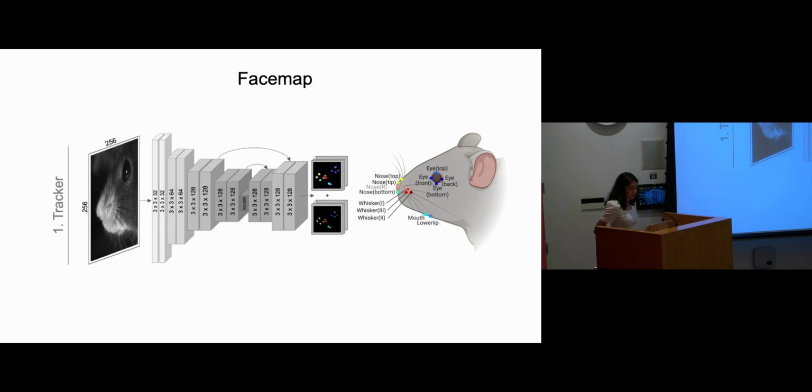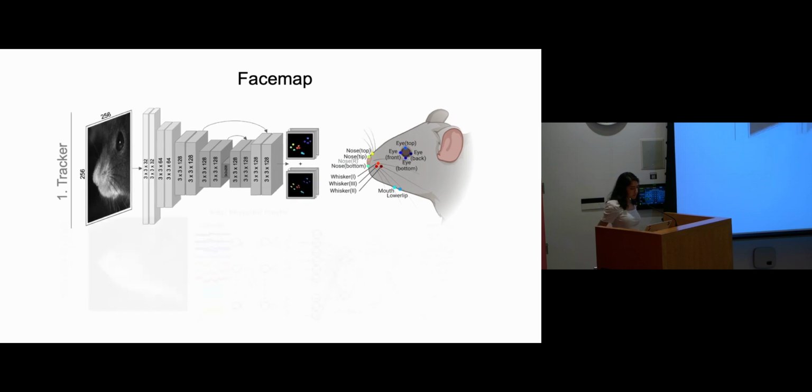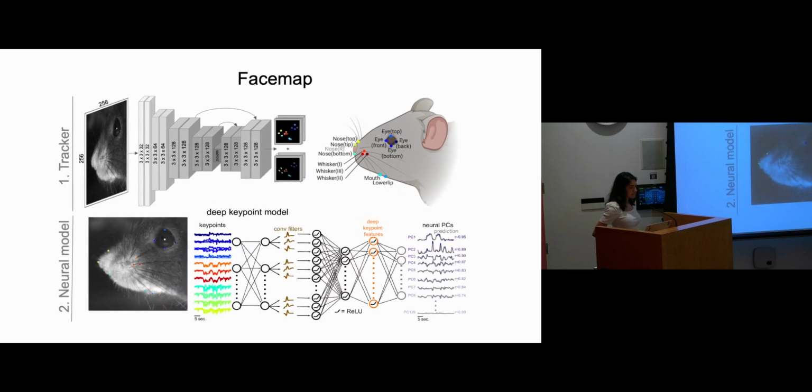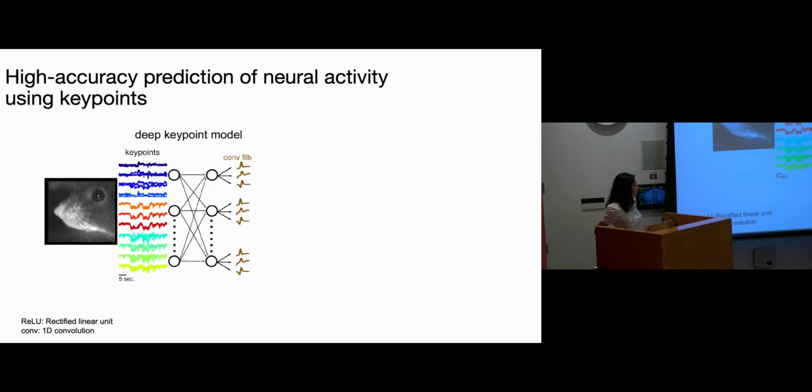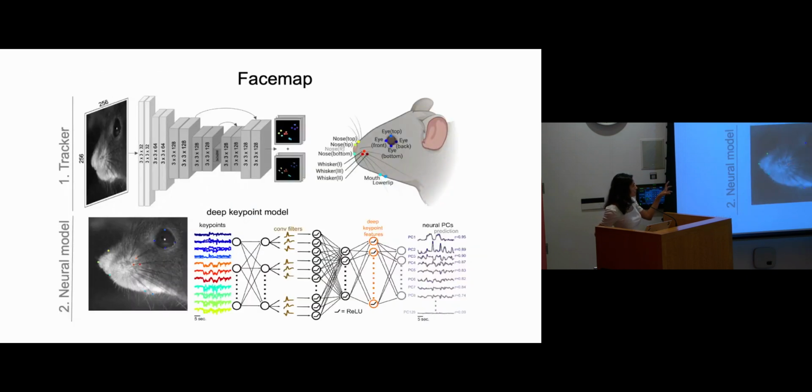So that was on the Facemap tracker, and now we want to go back to the previous question: are these key points also just as useful as the motion PCs in predicting neural activity? So we worked on developing this deep key point model that can take the key points as input to the network and predict the neural activity PCs.